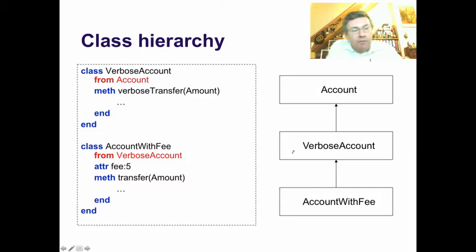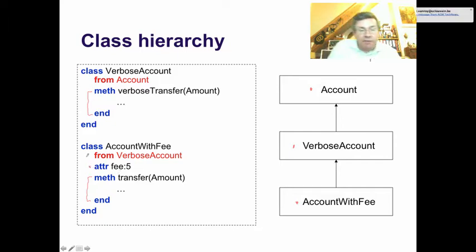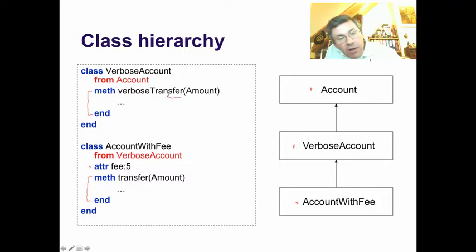Okay, so what we've done so far is we have the class account. We have defined verbose account that inherits from account, that adds the method verbose transfer, which just prints out the transactions. And we've made a further refinement with a new class account with fee that adds the method transfer, which in fact overrides, redefines the old method transfer by making transactions with fees. Okay, so we have three classes and two methods with new definitions, verbose transfer and transfer.